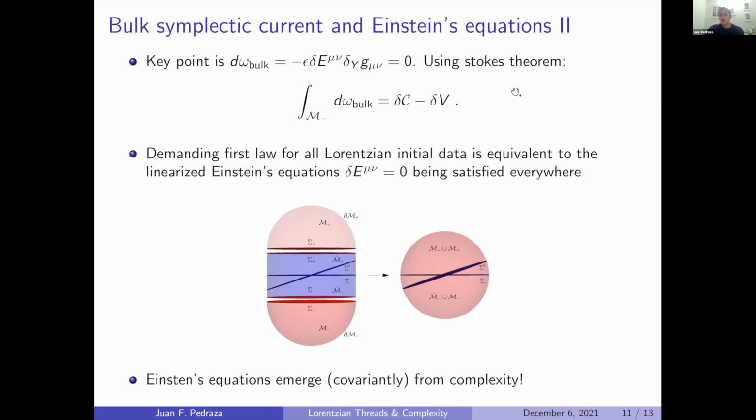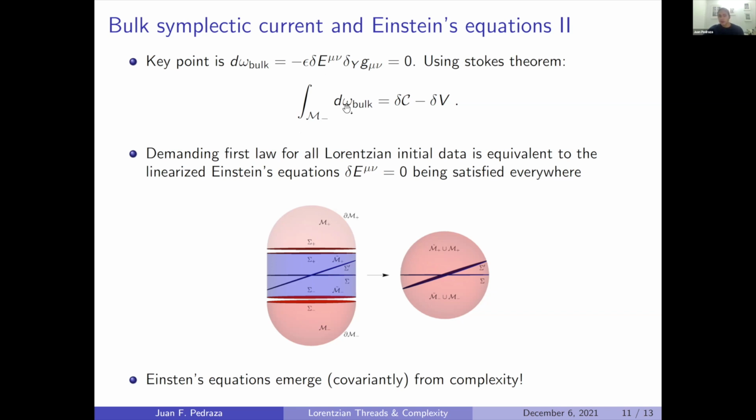Then we can use Stokes' theorem to perform this volume integral now over one of the Euclidean portions of the manifold. And we know that by Stokes' theorem that this is equivalent to this difference, change in complexity minus change in volume. So this is nice because on the right-hand side, this is zero if the state satisfies the first law of complexity. But on the left-hand side, we have Einstein's equations in an integrated form.